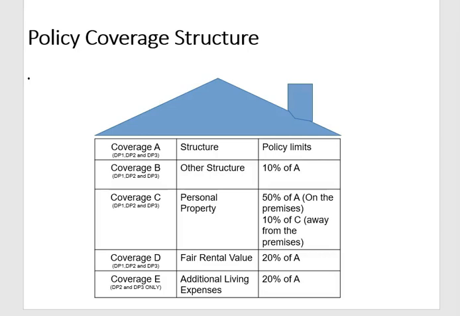Each dwelling policy will have coverage A. And if you look in there, you'll see I put in parentheses DP1, DP2, and DP3 will have coverage A. And the coverage A will cover policy limits. So if the policy limits were $100,000 and it paid out replacement cost value, then it will pay $100,000 if there's damage to the structure.